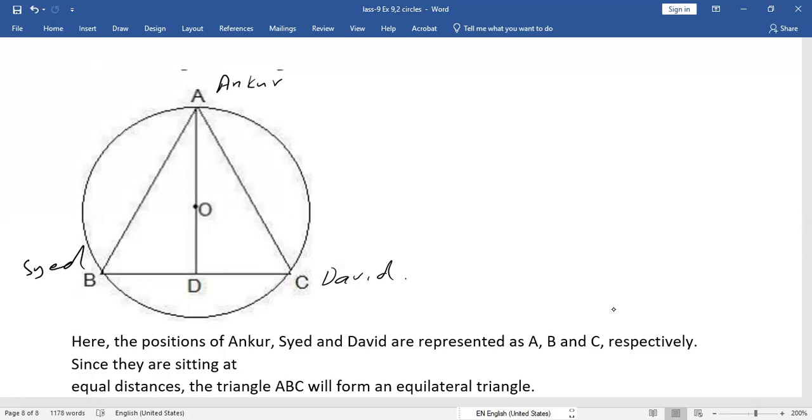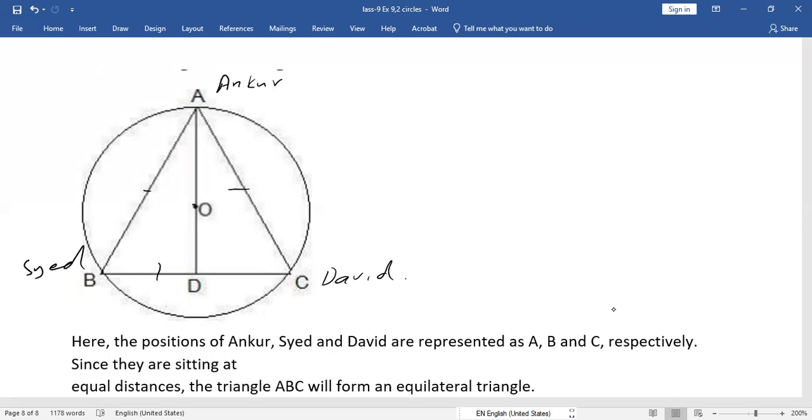So what is given? The equal distance. The triangle ABC will form an equilateral triangle. In an equilateral triangle, the altitude and median coincide. That means the incenter is the same point. You can see this one.